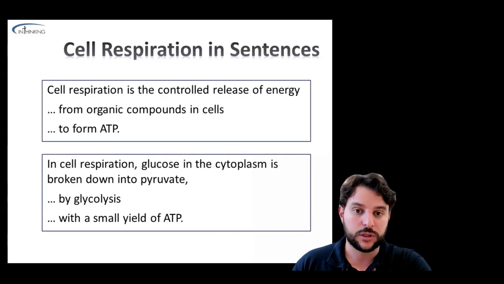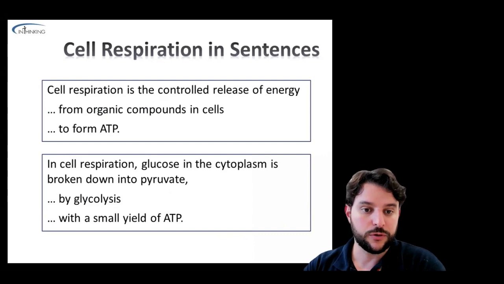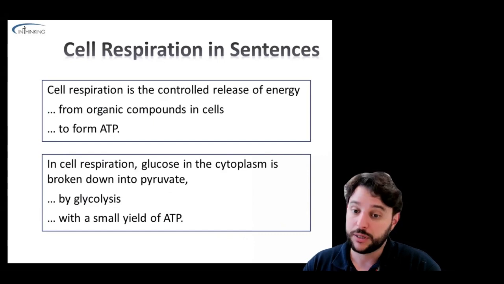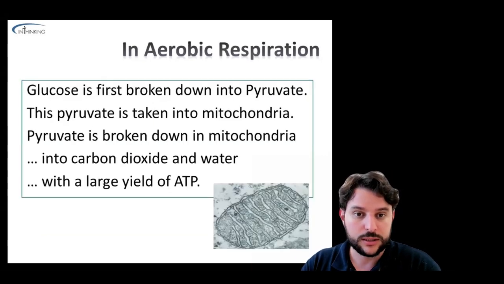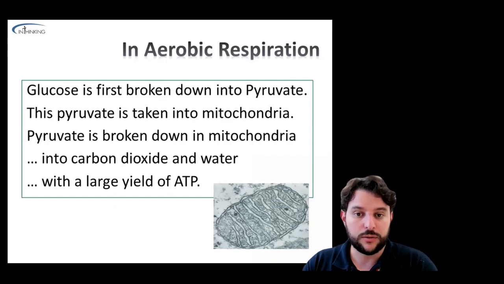So cell respiration in some sentences: it's a controlled release of energy. You may pause the video if you want to copy this. It starts with glucose, and it starts with the glycolysis and yields a small yield of ATP. But then it's going to continue to the next steps. This glucose, once it's broken down into the pyruvate, made of 3 carbons, is going to continue in the mitochondria for a series of reactions of oxidation that we're going to study better in higher level.